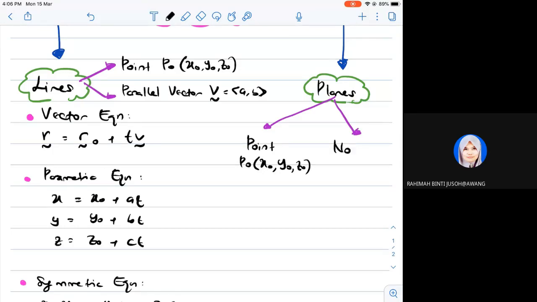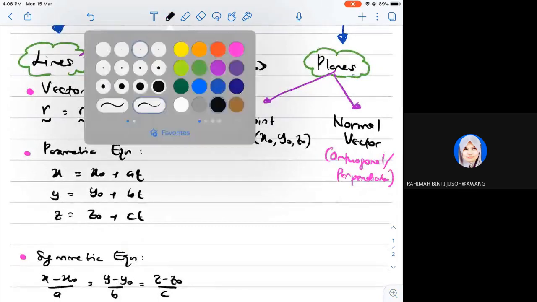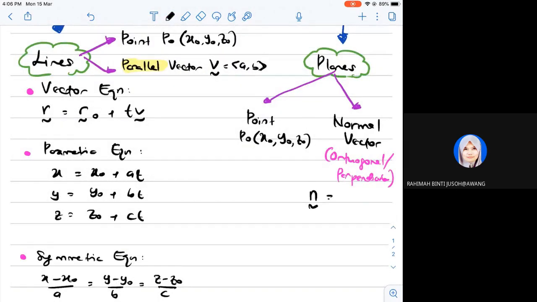Okay, for lines, we need to have a parallel vector. But for the planes, we need to have a normal vector, or sometimes we call it orthogonal or perpendicular. It's the same thing. So we denote the normal vector as normal vector n. Just now this one was a, b, c, and this one is also a, b and c.